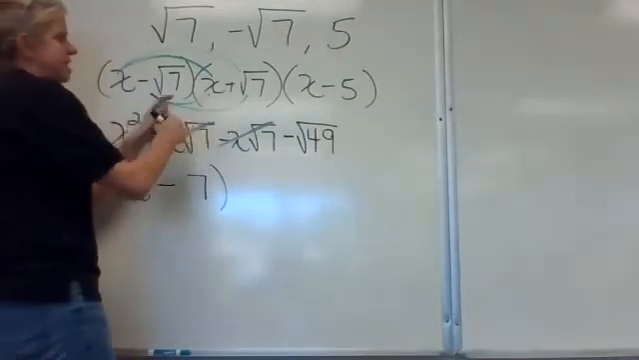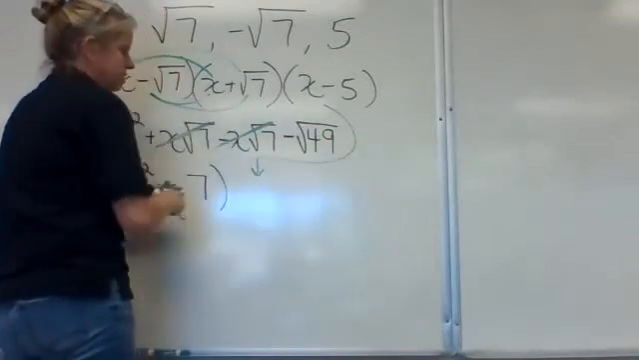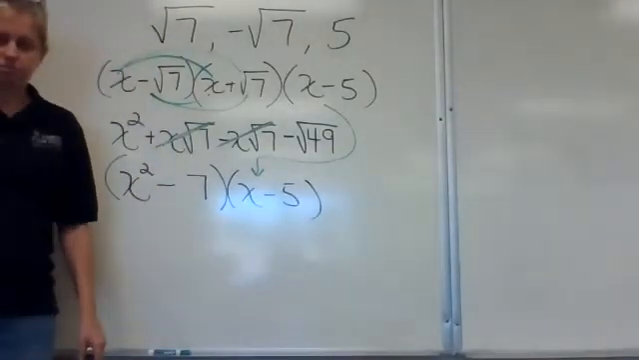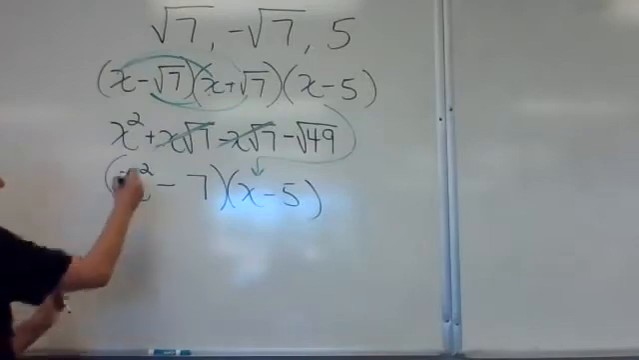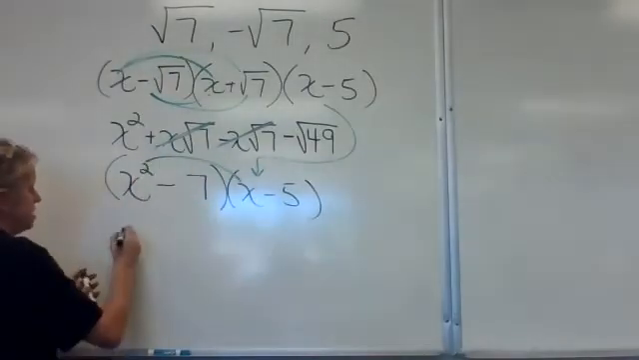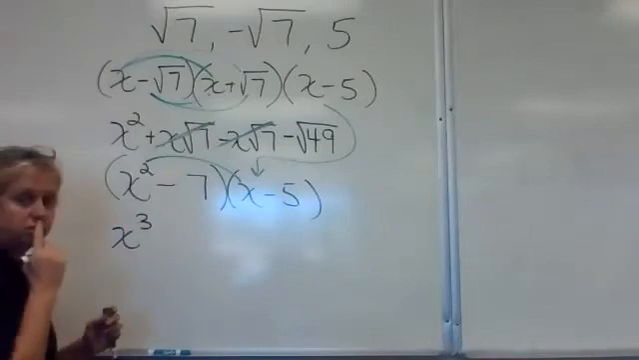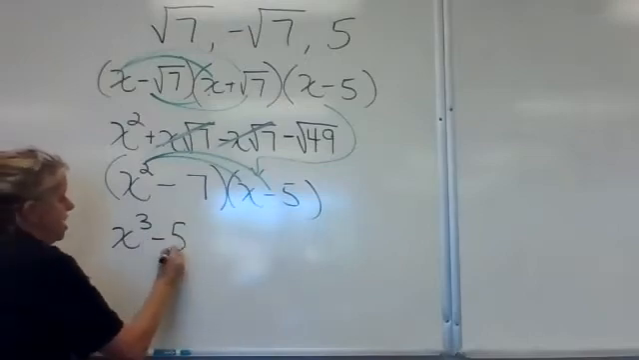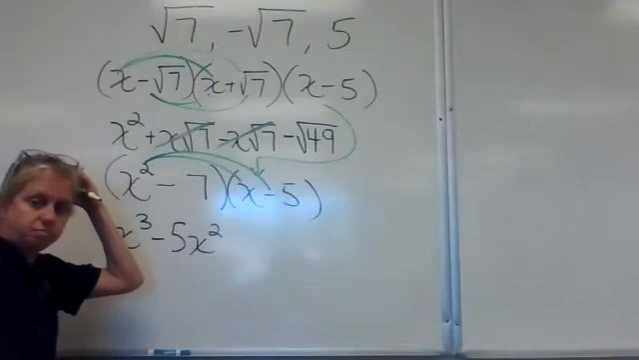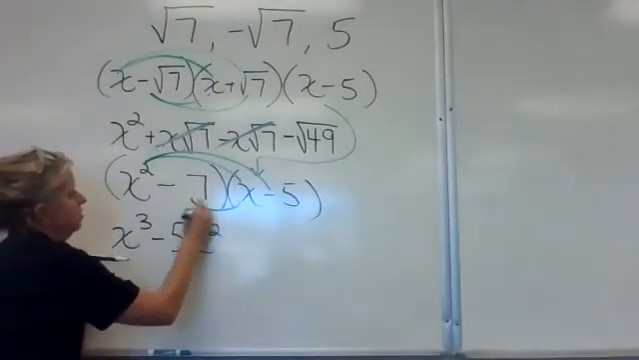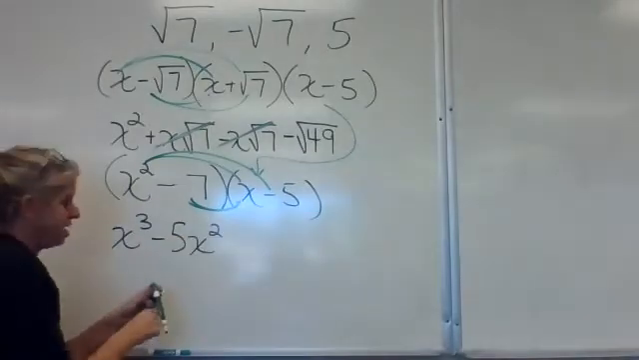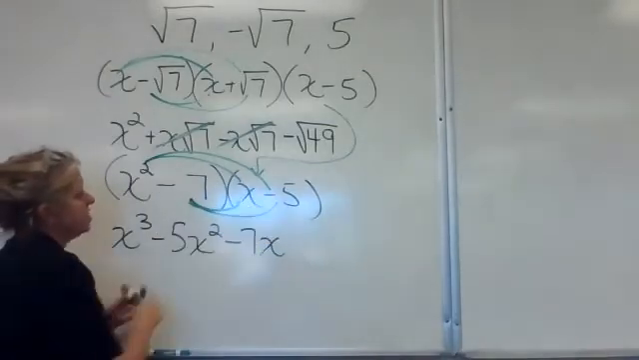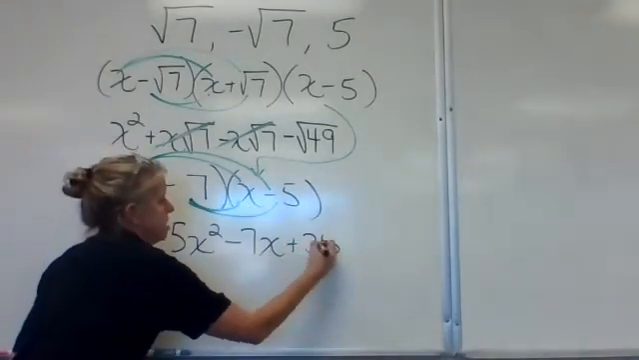So that took care of multiplying these. Now I need to bring this one down, the x minus 5, and FOIL those. So my first, x squared times x gives me x to the third. My outer, x squared times negative 5 gives me negative 5x squared. My inner, negative 7 times x is negative 7x. And then my last, negative 7 times negative 5 gives me positive 35.